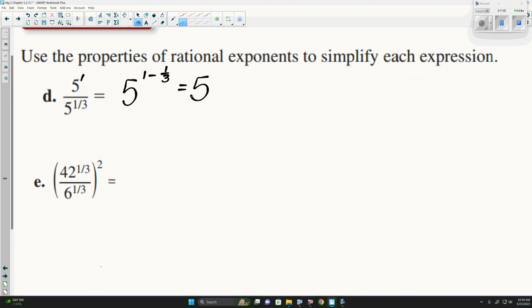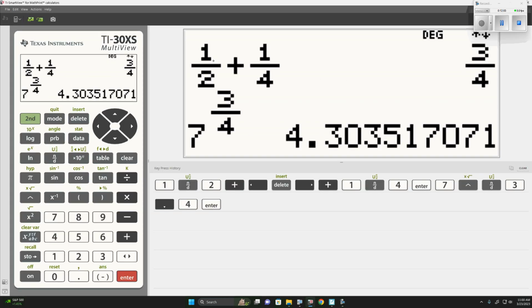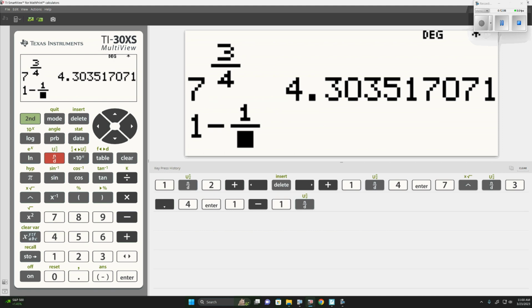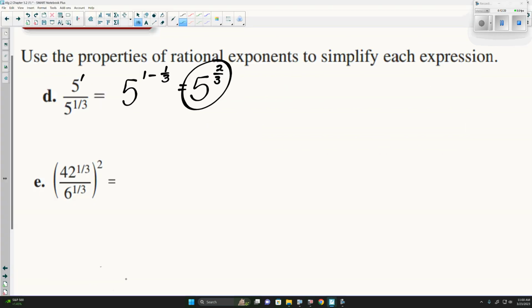Now at this point, we can do 1 minus 1/3, and 1 minus 1/3 is 2/3. We could have also done that in a calculator, 1 minus 1/3, and gotten 2/3. Now since 5 is prime, there's no way we can rewrite it as a number times itself. So this is as far as it goes. Any other questions on number D? Now let's look at letter E.